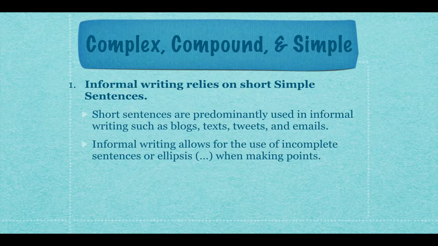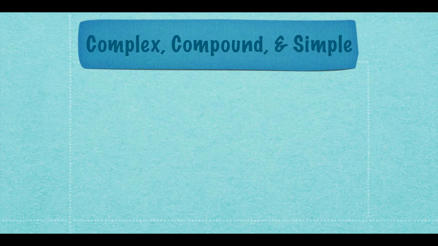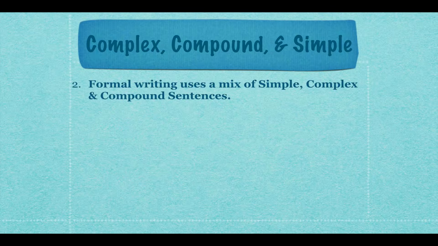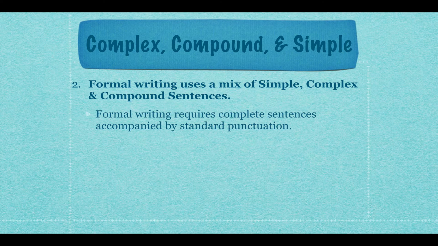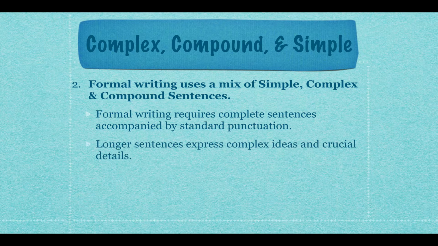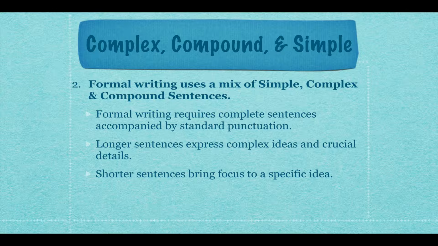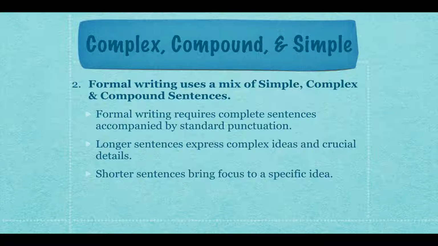Now, in contrast, formal writing uses a mix of all of these kinds: simple, complex, and compound. So formal writing requires complete sentences accompanied by standard punctuation. Longer sentences express complex ideas and crucial details that are important for getting your point across, while shorter sentences can help bring focus or emphasis on a specific idea.